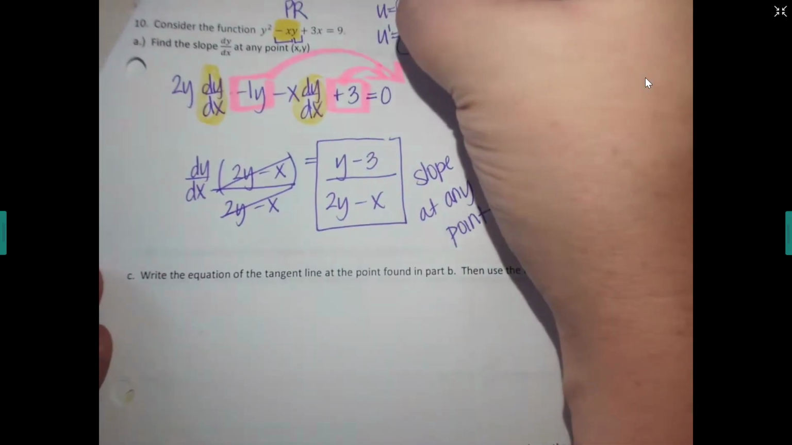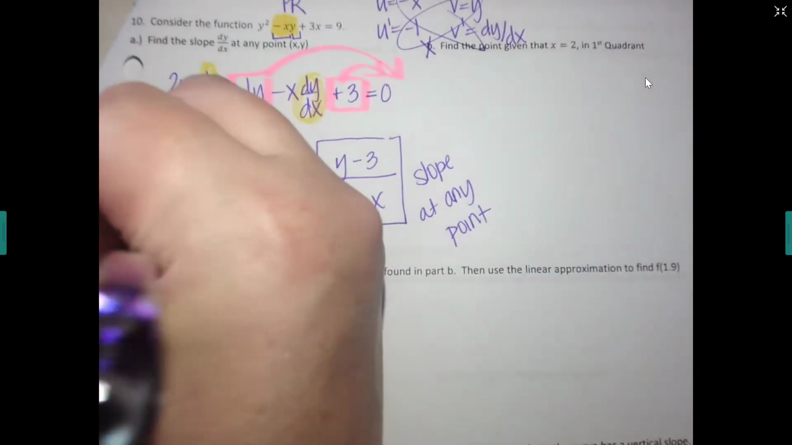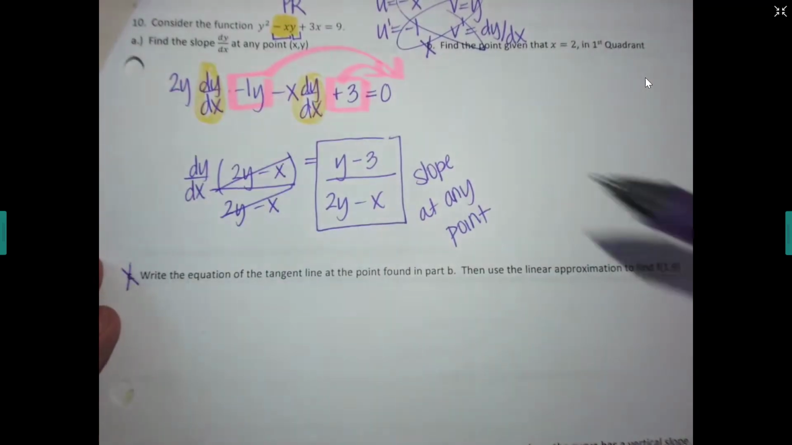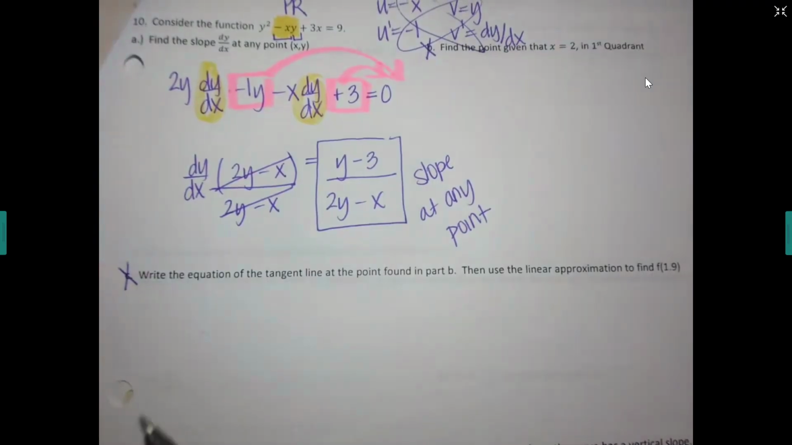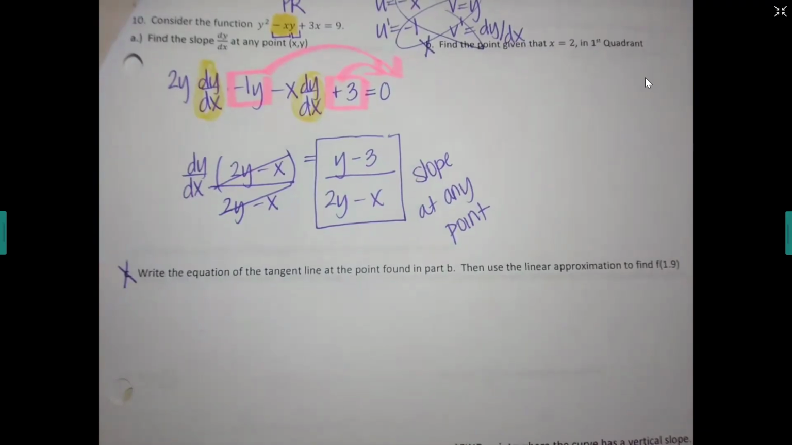All right, parts B and C are review. So to make sure that we have plenty of time to cover the new stuff, we're going to cross those parts out and go down to part D. Okay, but for parts B and C, you should know how to find points and you should know how to write equations of tangent lines. If you need to go back over that, I'm happy to help you with that on the homework. So go down to part D.